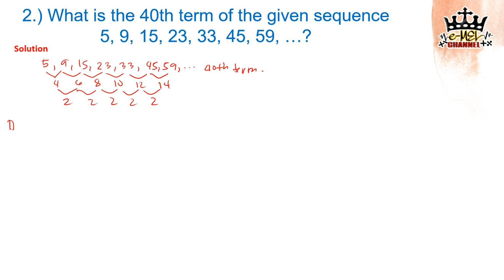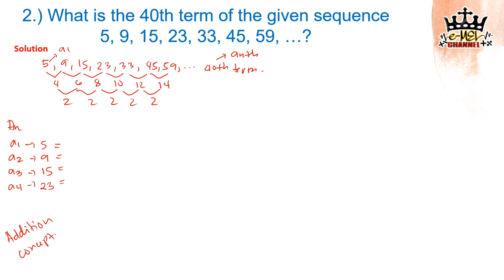How are we going to start? Don't worry, we're solving for a sub n, where a sub 1 is 5 and the n-th term is 40. So a sub n means a sub 1, a sub 2, 3, and 4, and we have the numbers 5, 9, 15, 23 respectively. We're going to use another way, the addition concept. So don't worry, put n here: 1, 2, 3, 4.